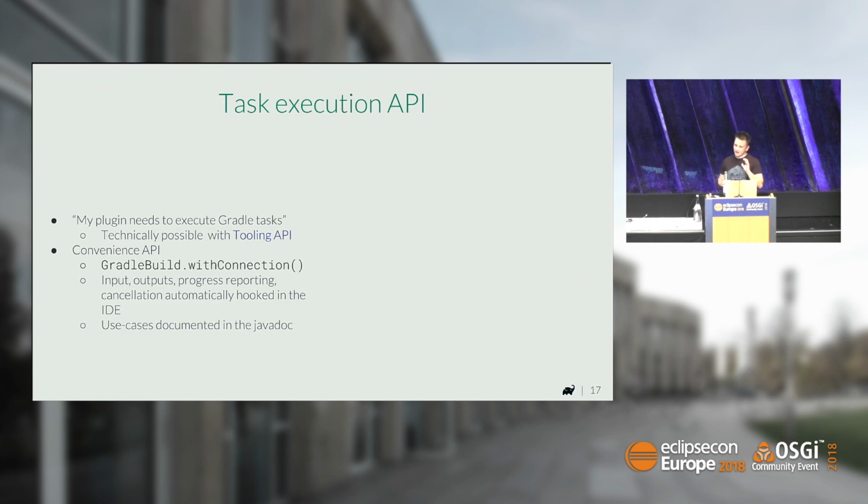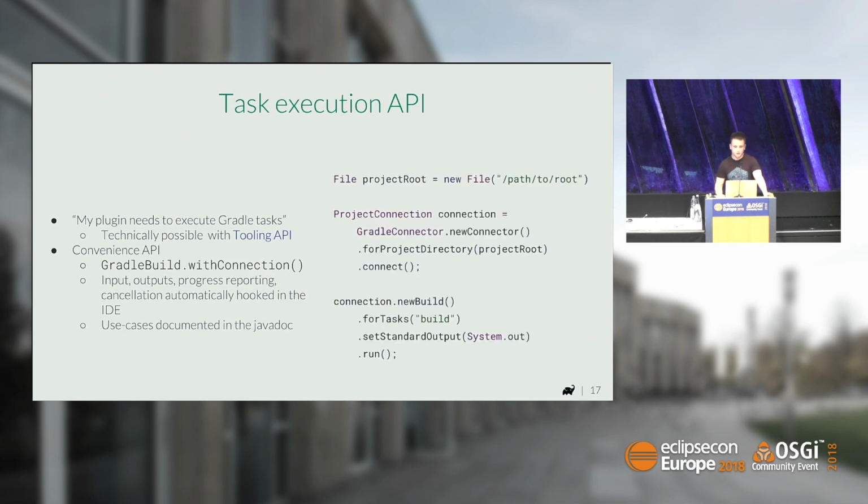Here it's a little bit interesting because you could technically do it without Buildship at all. So basically you could do what Buildship does already. It depends on a library called the Tooling API, which is a subproject from Gradle, and then you could just do the same thing. I can show it very quickly. You could create a project connection, you configure it with the root project directory, and on this connection you can call new build. You say which tasks you want to execute, you set a standard output, and you just run it. It's just a few lines of code, nothing special.